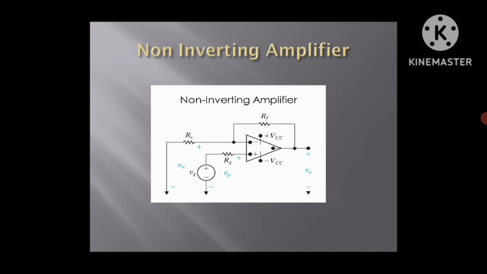This is the diagram for the non-inverting amplifier. In this, we give the input to the non-inverting terminal, which is placed near RG. The remaining RS and RF are connected with the inverting terminal. Here RF is used as the feedback resistor between the input and the output.